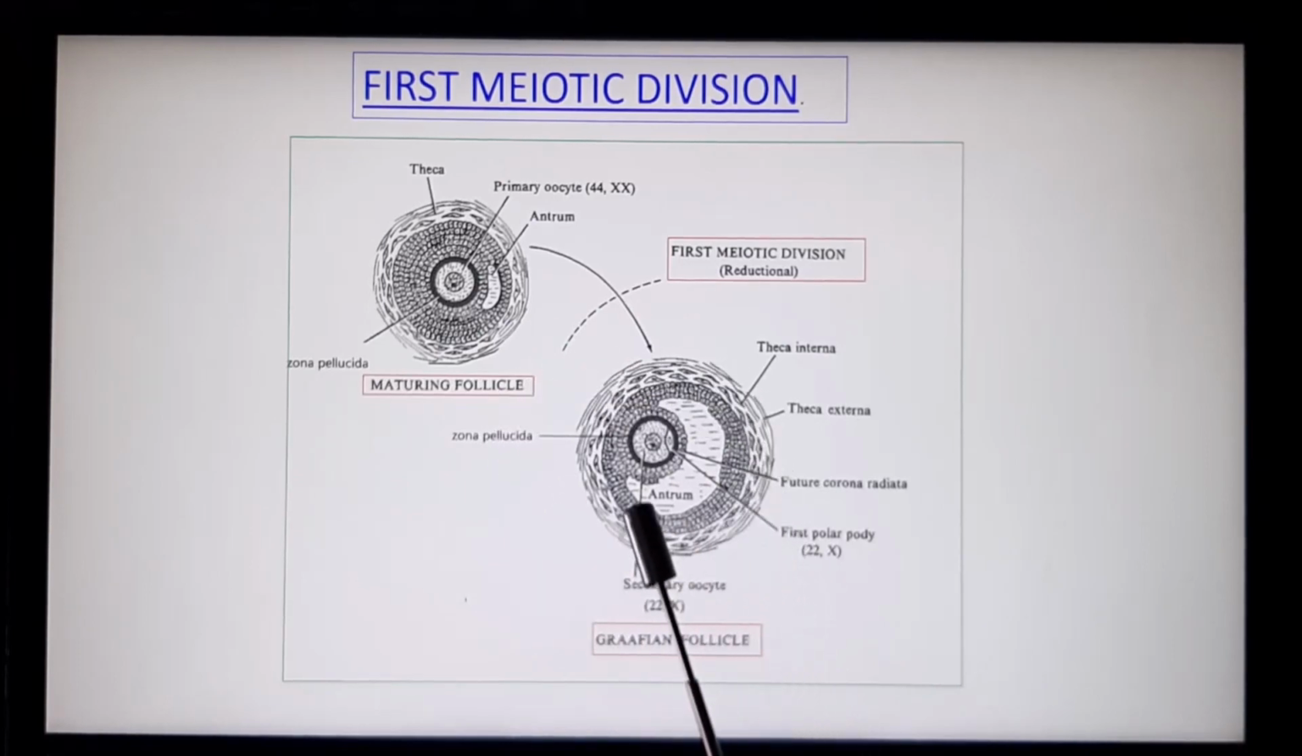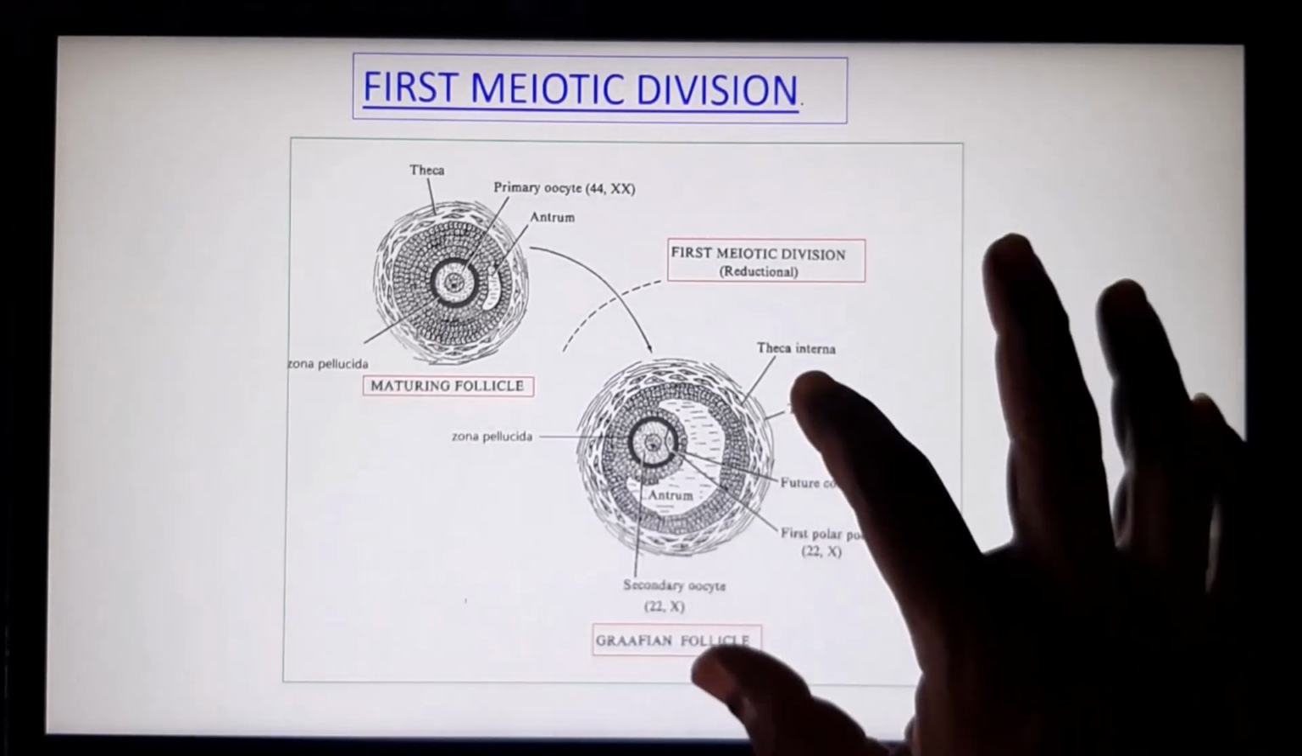This maturing follicle is the advanced stage of the tertiary follicle. The theca interna and theca externa are well developed. This is the future corona radiata that is around the secondary oocyte. Why? Because the primary oocyte completes its first meiotic division and this is the secondary oocyte. You can see the secondary oocyte, a large cell, and the first polar body inside it.